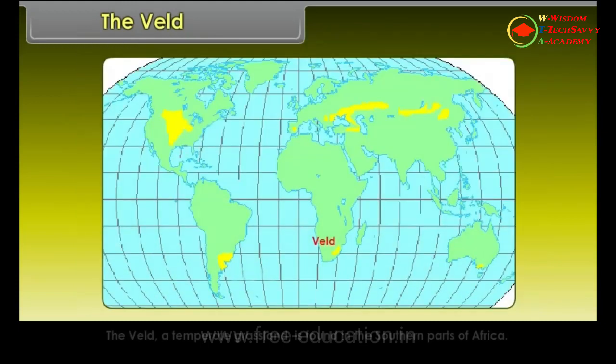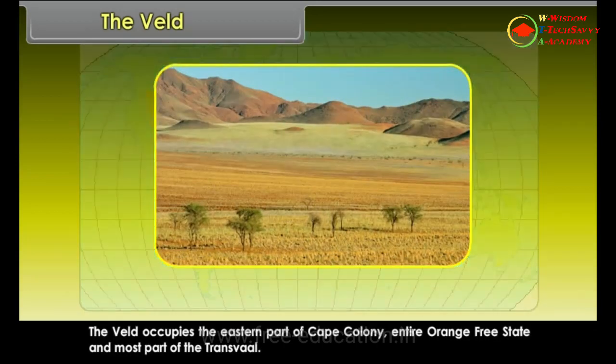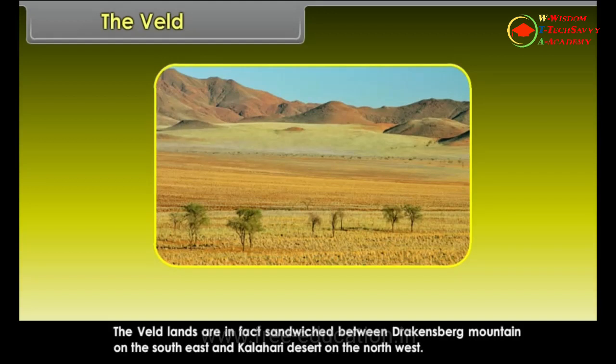The veldt. The veldt, a temperate grassland, is found in the southern parts of Africa. Velds are rolling plateaus with varying heights ranging from 600 meters to 1,100 meters. The veldt occupies the eastern part of Cape Colony, entire Orange Free State and most part of the Transvaal. The veldlands are in fact sandwiched between Drakensberg Mountain on the southeast and Kalahari Desert on the northwest.